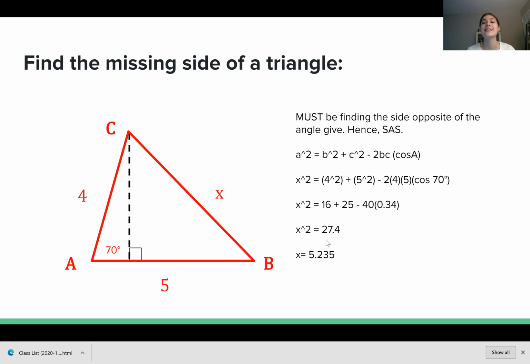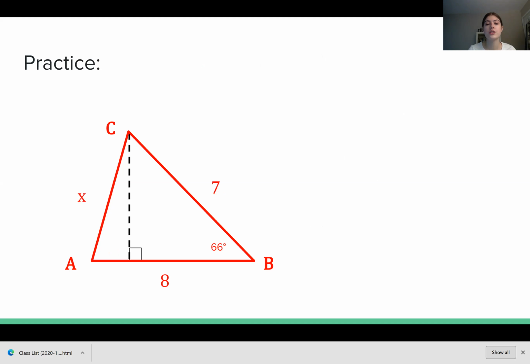But notice that that is x squared. So to undo the square, we have to take the square root of both sides. The square root of x squared is just x, and then we'll take the square root of 27.4, which is 5.235. So that means that the length of x right here is 5.235 units long. All right, let's try one more example.